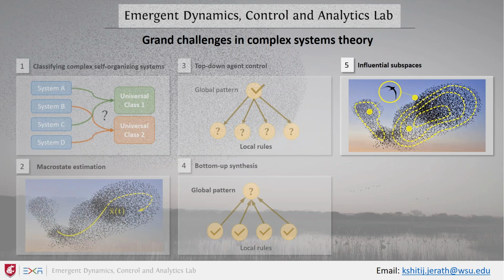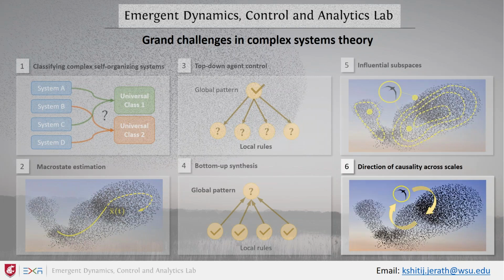We also looked at influential subspaces. So where can a specific agent have the most influence on the larger global emergent pattern, which we just saw moments ago. And we also looked at the direction of causality across scales.